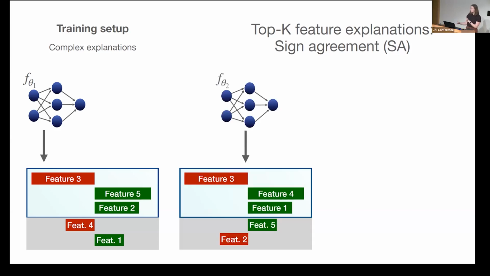We'll have a similar thing for our second model. And what we're going to ask is, we have one metric that's called sign agreement. And what that asks is, of the features that are in the top K, so the top 3 in this case for the first model, how many of those features have the same gradient sign in the second model? So they don't have to be in the top K for the second model, they just have to have the same sign. So here, features 3 and 5 have the same sign in the second model, feature 2 has a different sign. So the sign agreement score would be 2/3 here.